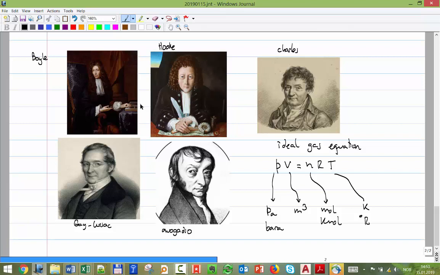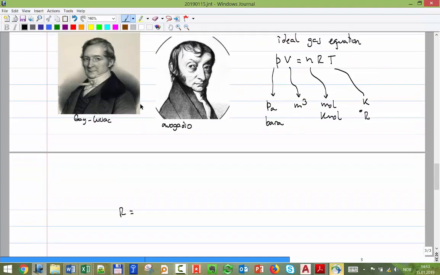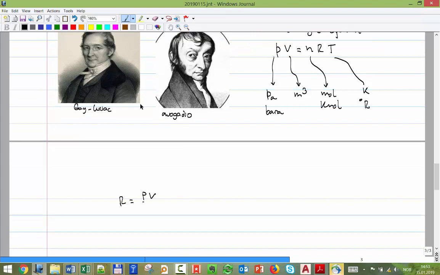And R, whatever makes that thing consistent. R is PV over nT, which means that R has units of pressure times cubic meter, per mole and Kelvin. If you simplify Pascal with cubic meter, then you get joules.